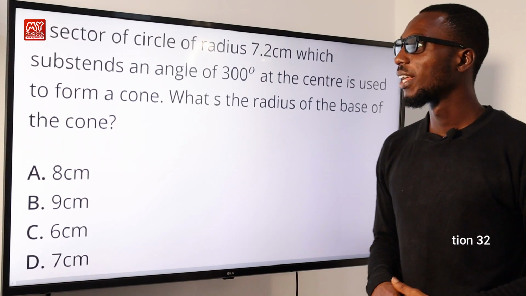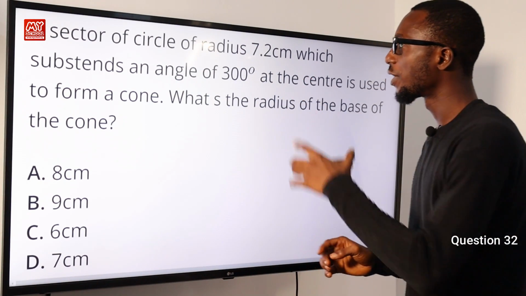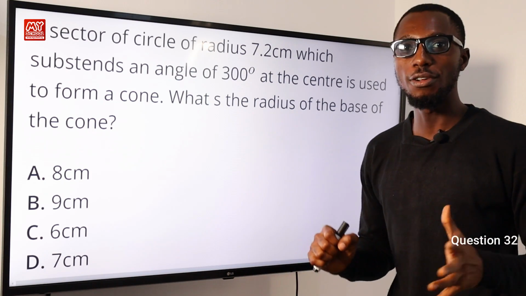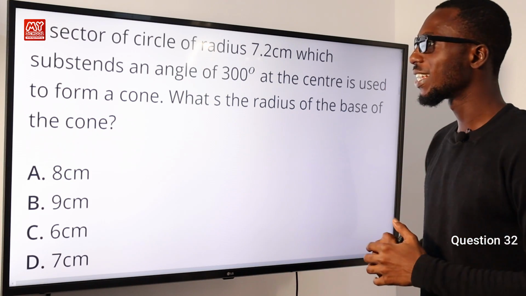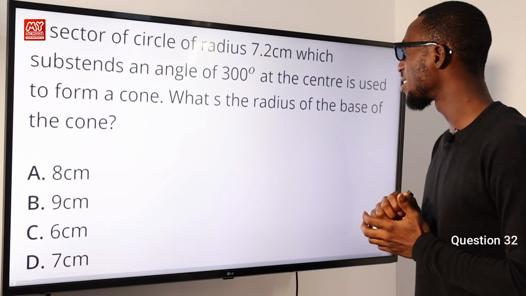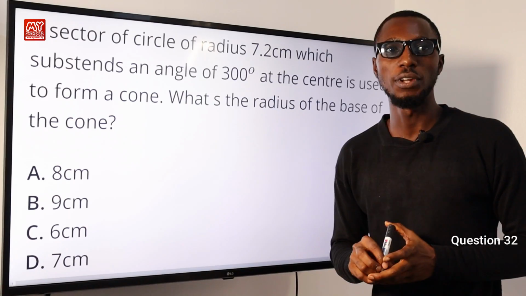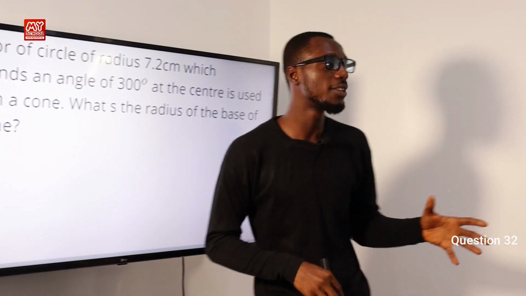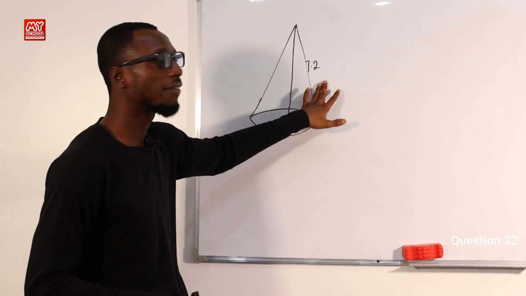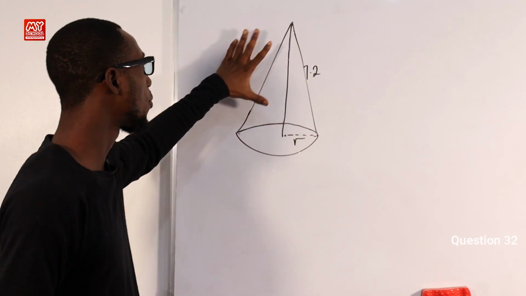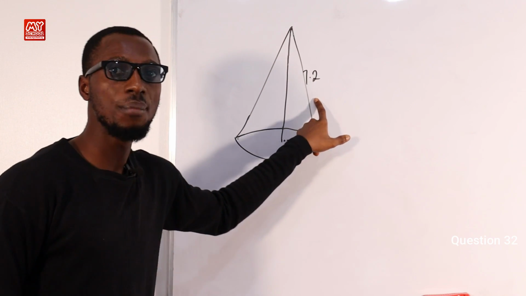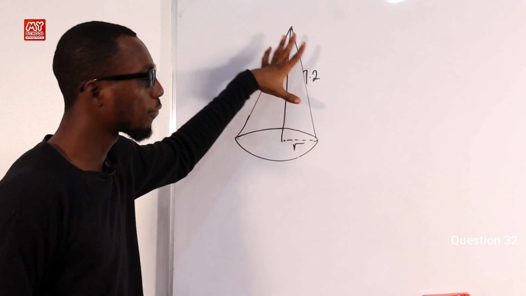Number 32. A sector of a circle of radius 7.2 centimeters, which subtends an angle of 300 degrees at the center, is used to form a cone. What is the radius of the base of the cone? So we are asked to find the radius of the base of the cone. So this is the cone here. Already we are told that we have the radius at 7.2. Since a cone has been formed, that radius becomes the slant length for this side of the cone.